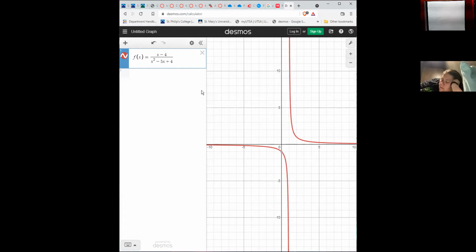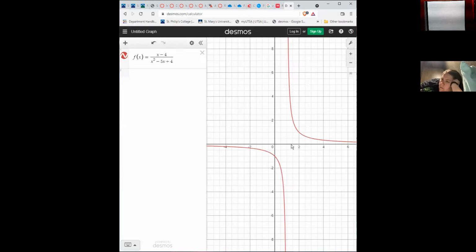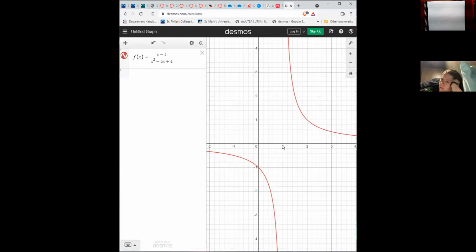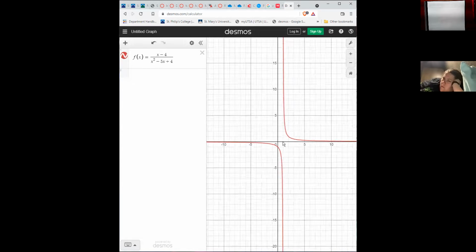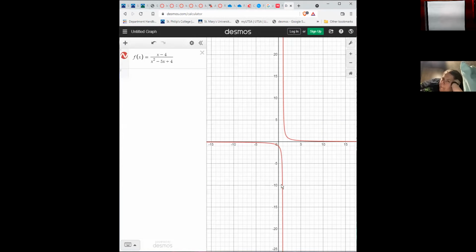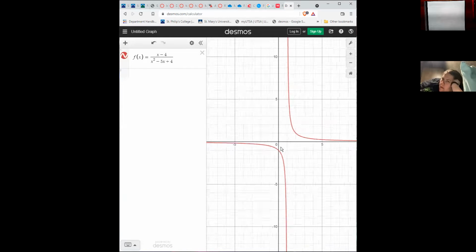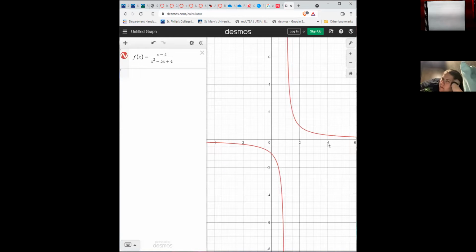Okay. So if we factor the denominator, it's most likely going to have an issue at 1. You see how it skips 1? It's not defined there. There's an asymptote at x equals 1. It looks like 4 is fine. There is no issue at 4.